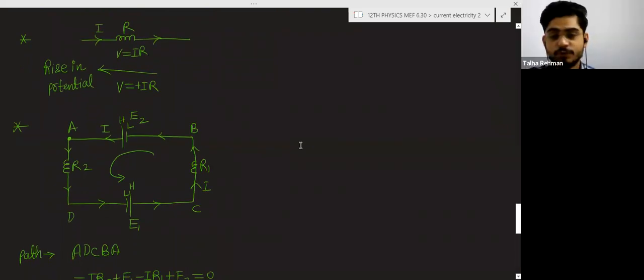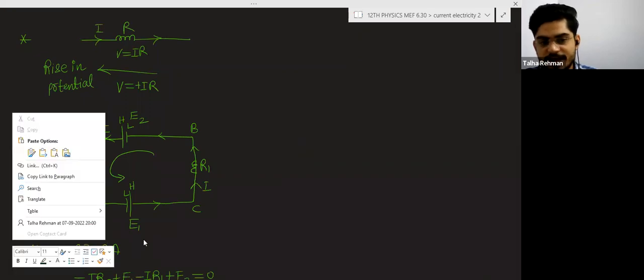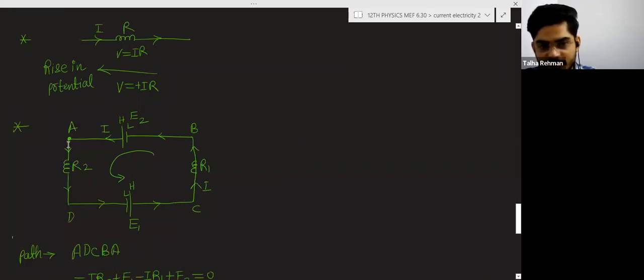And one thing more, I am choosing a path. You can choose any path, C, D, A, B, but you cannot choose a path like C, A, D, B. This is not a path. This is a path: C, D, A, B, or B, A, D, C. Accordingly, you have to choose the path.